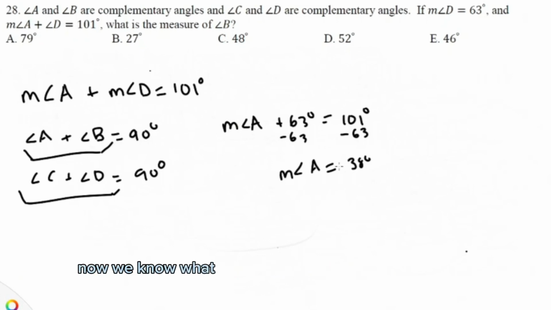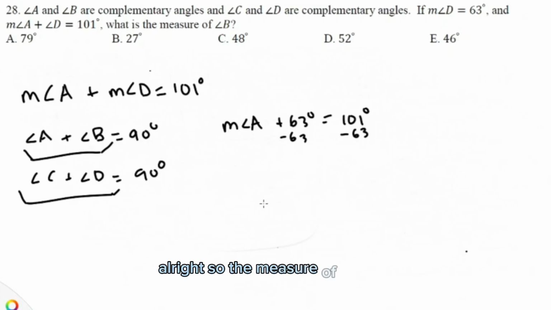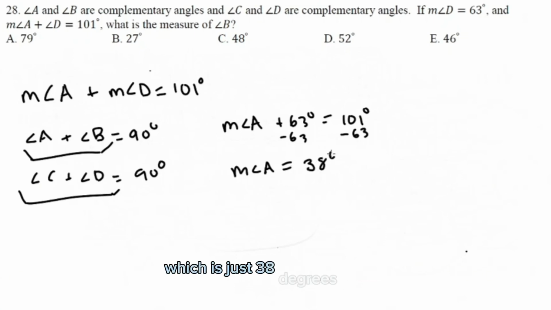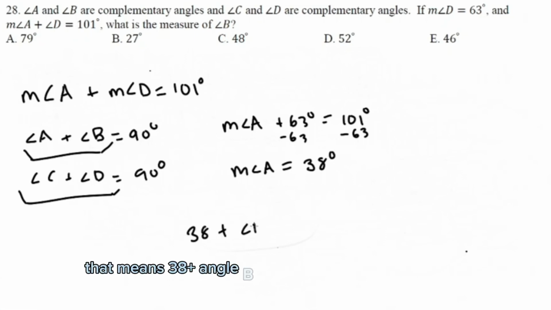Alright, now we know what the measure of angle A is, so we can substitute it into this equation right here. So the measure of angle A is equal to 101 degrees minus 63 degrees, which is just 38 degrees. Now that we know what A is, we can substitute it into this equation. Angle A plus angle B is equal to 90 degrees. That means 38 plus angle B is equal to 90 degrees.